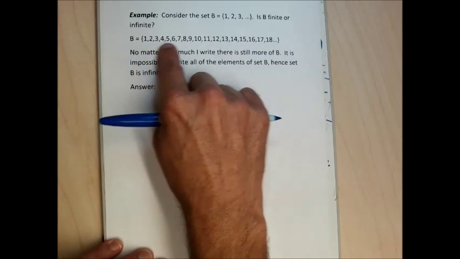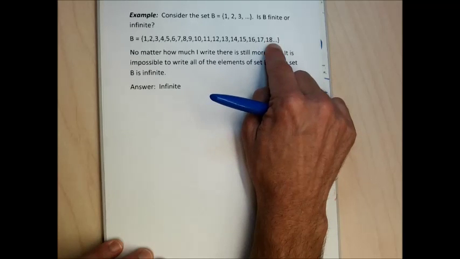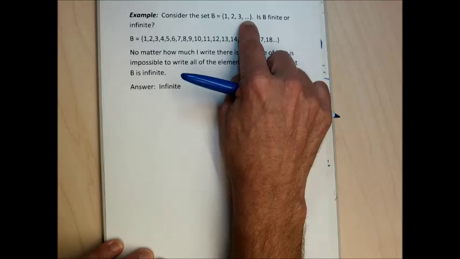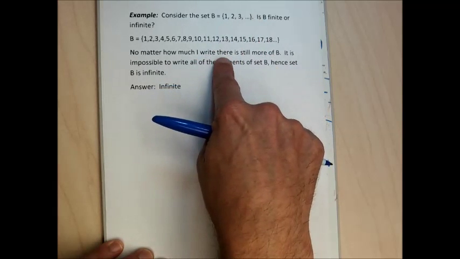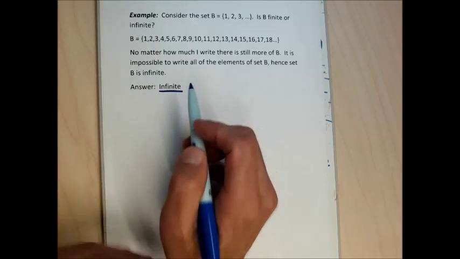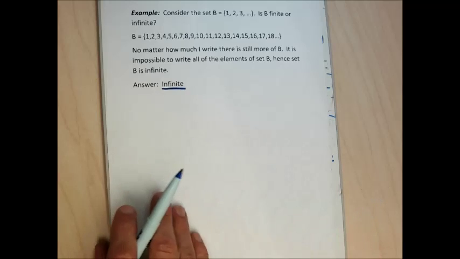stop. So I started typing these up to the point where I got tired of typing, but I wasn't done writing set B because this is supposed to go on forever without stopping. So no matter how much I write, there's still more of B. So B is an infinite set. Sets are either finite or infinite, and that's an infinite set.